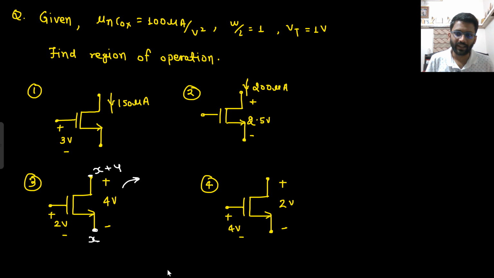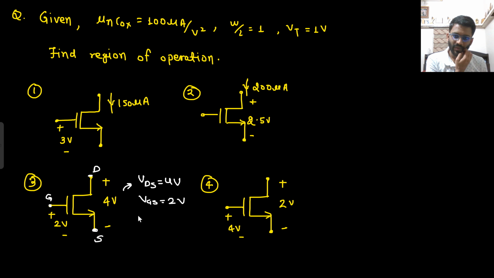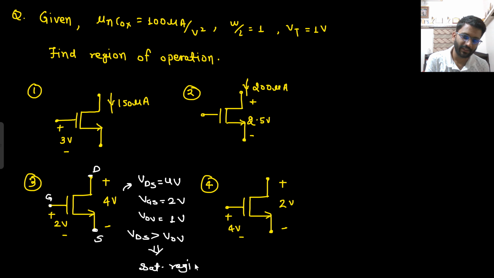Yeah. So one which is at higher potential, that means that will be drain. This will be source. Drain, source. And certainly this will be gate only. So here you can see what is the value of VDS? 4 volt. What is the value of VGS? 2 volt. What is your V overdrive? VGS minus VT, that means 1 volt. So VDS is greater than V overdrive. What is the answer? Saturation region. That's it. Very easy, very straightforward.